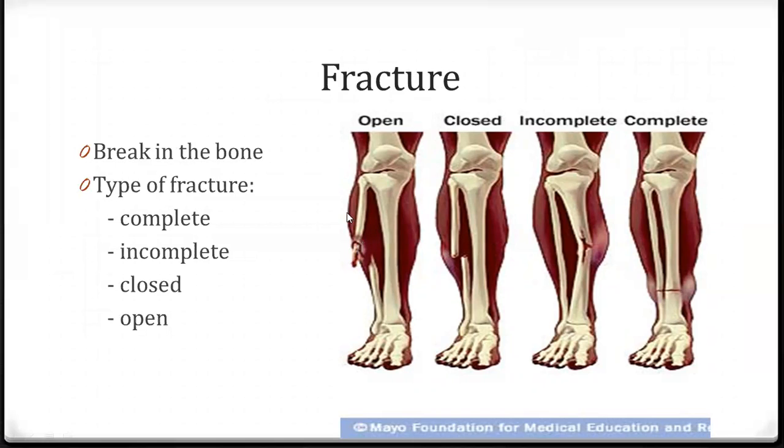My mom, when I was in, I don't know, second grade, I think, broke her leg in our kitchen, and her bone popped out of her skin.